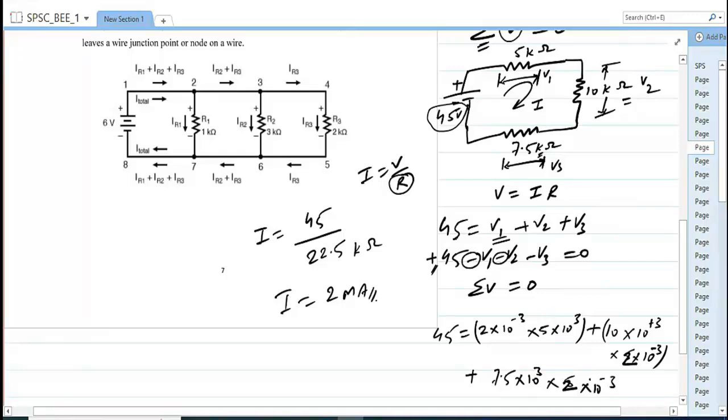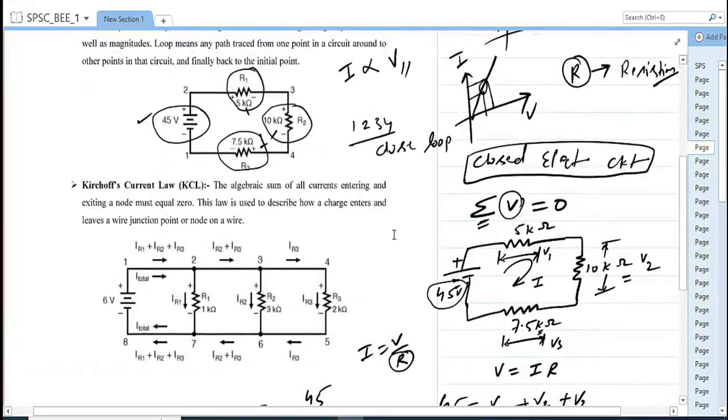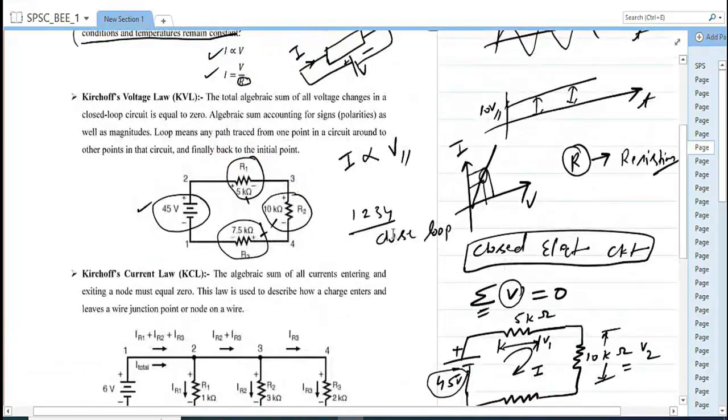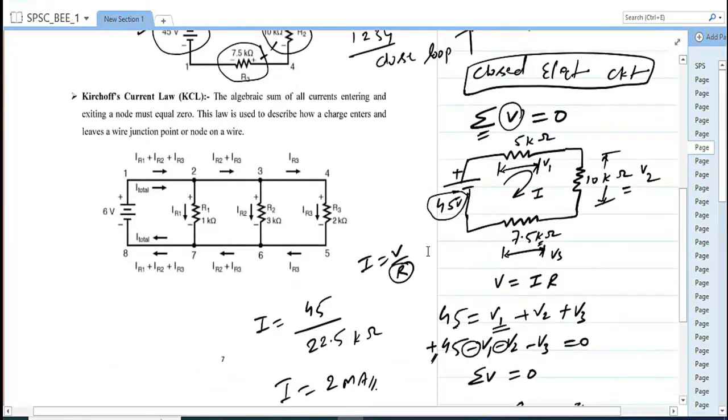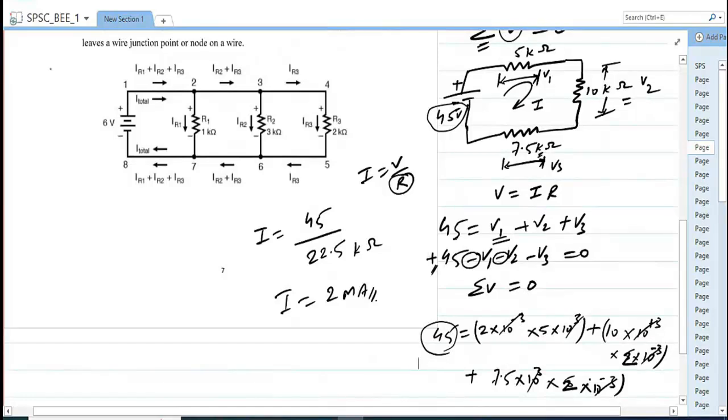So you will find a balance. Plus 3 minus 3, plus 3 minus 3, plus 3 minus 3 cancel each other. 5 into 2 plus 10 into 2 plus 7.5 into 2 is nothing but 45. You may check this. So here KVL is satisfied, we can say. Algebraic sum means you need to be very careful, this is very important, to put the sign, where to put plus and where to put minus.